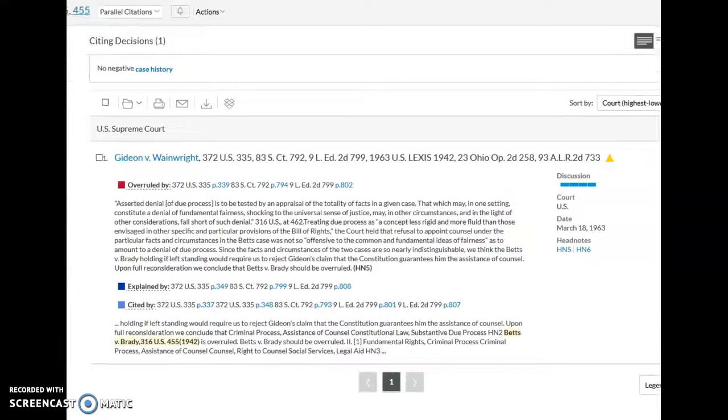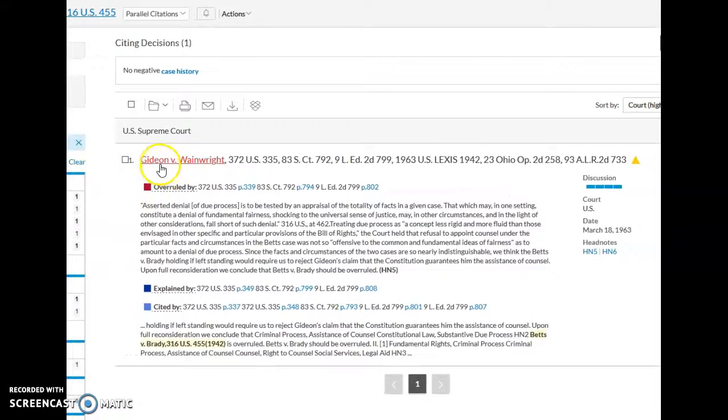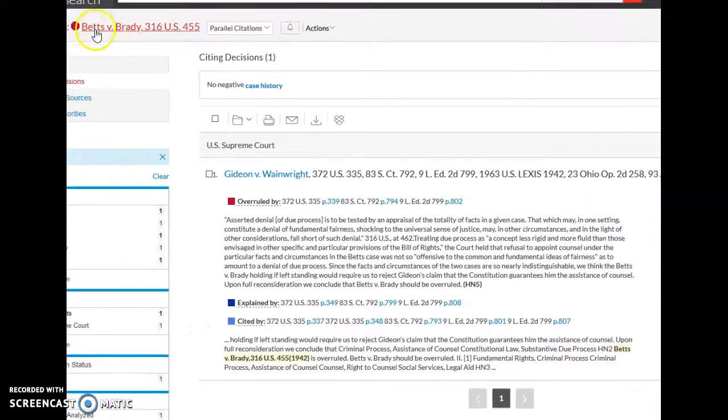Okay, and move this back over, and you will see that the warning came from a case called Gideon versus Wainwright, and that's a Supreme Court case that was adjudicated in 1963. And it overruled the Betts case. So now we know that Betts v. Brady is not good law, and we do not want to rely on it. And then you can click on Gideon to get more information, or you can look at the summary here that explains why Gideon overruled Betts. But the bottom line is this would show us let's not rely on this case because it was overruled.